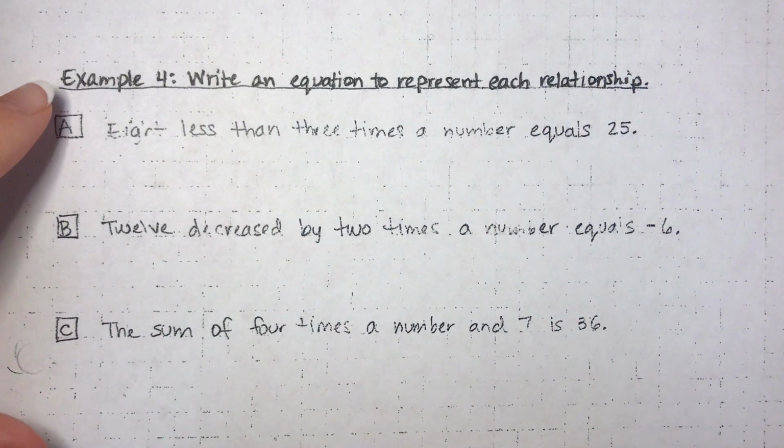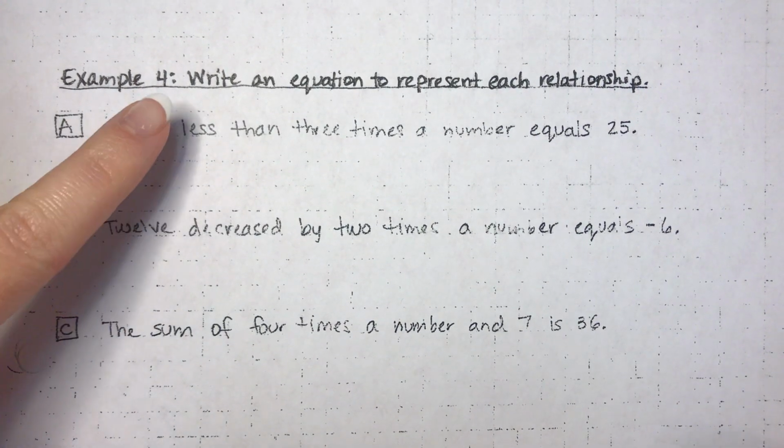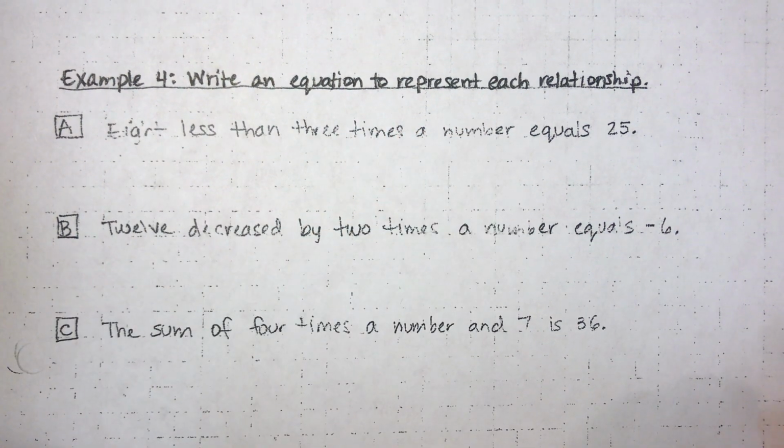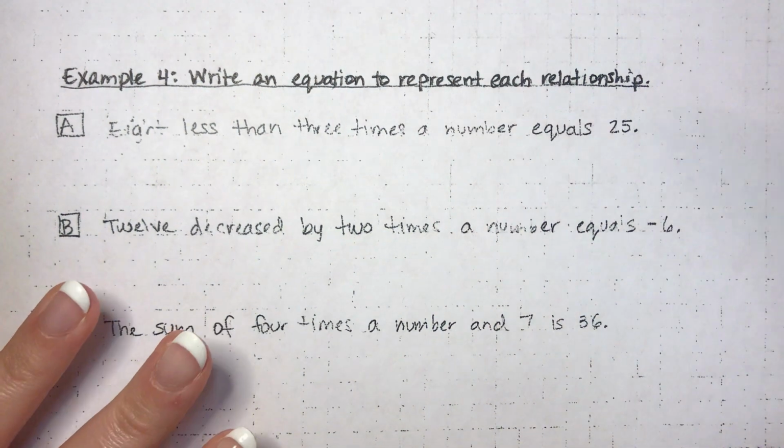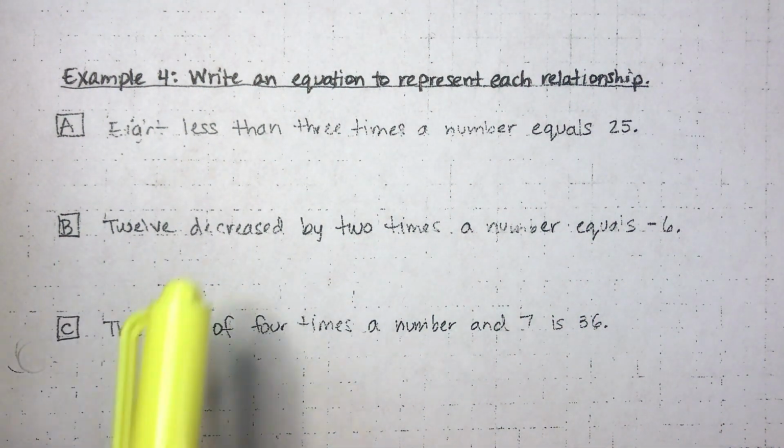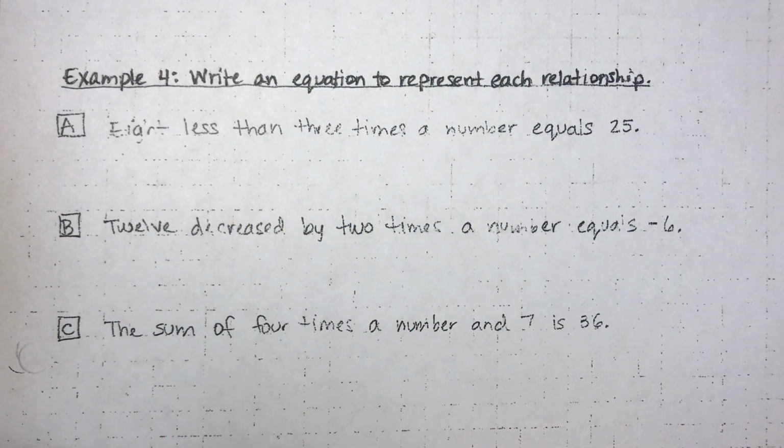All right, let's go ahead and get started with example 4. We're going to write an equation to represent each relationship. So let's start with A. A says 8 less than 3 times a number equals 25. So we're just going to take those words and convert it into an equation.